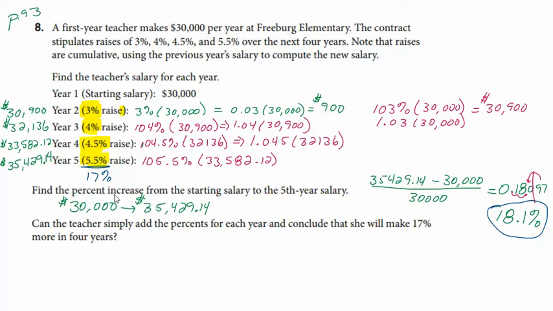So if I want a percent increase from the starting salary to the 5th year, I have to see what percent it increased in that 5-year period. And it went up like $5,429 out of 30 grand, which is an 18% increase. All right, I hope that helps, and that concludes our little lesson of 1.16.